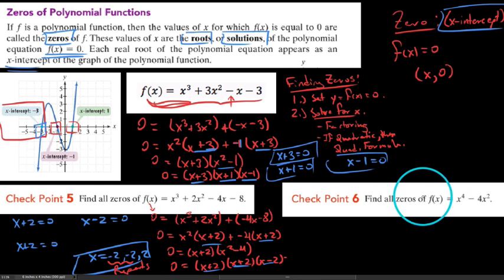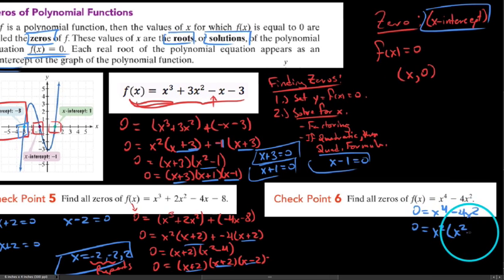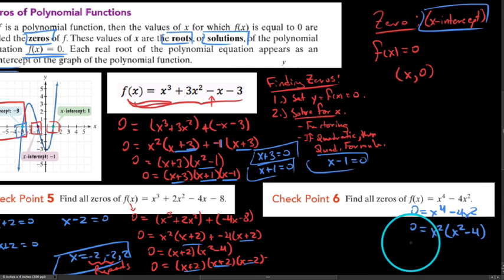And then this last one here, it says find all zeros for this. Well, again, we'll plug in 0 for y, and we're going to solve this. And again, we're going to start by factoring, which I noticed there's a GCF here. We're going to go ahead and factor out the GCF of x squared. And I get left with x squared minus 4, which, of course, is a difference of squares, so x plus 2, x minus 2.